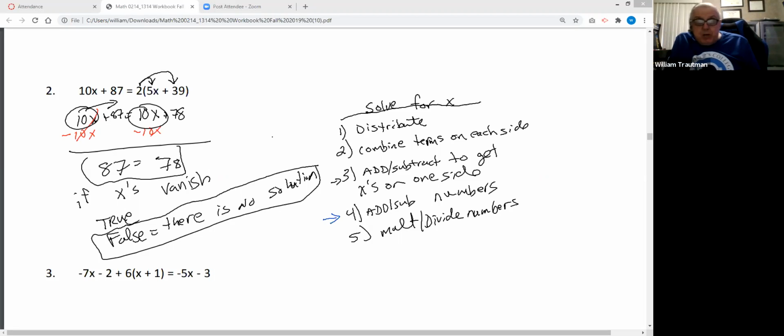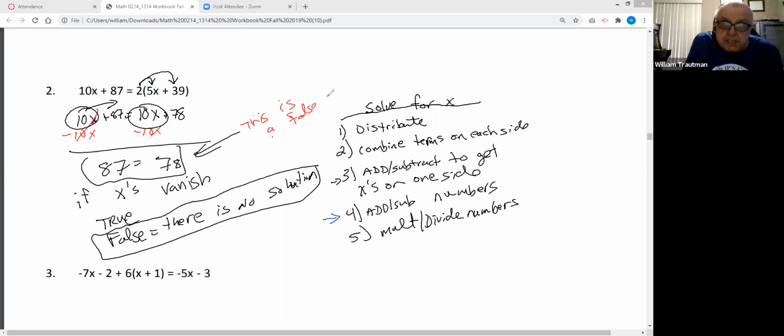If you look at what we have here, this is a false statement because 87 does not equal 78. And for a false statement, you have to write there's no solution.